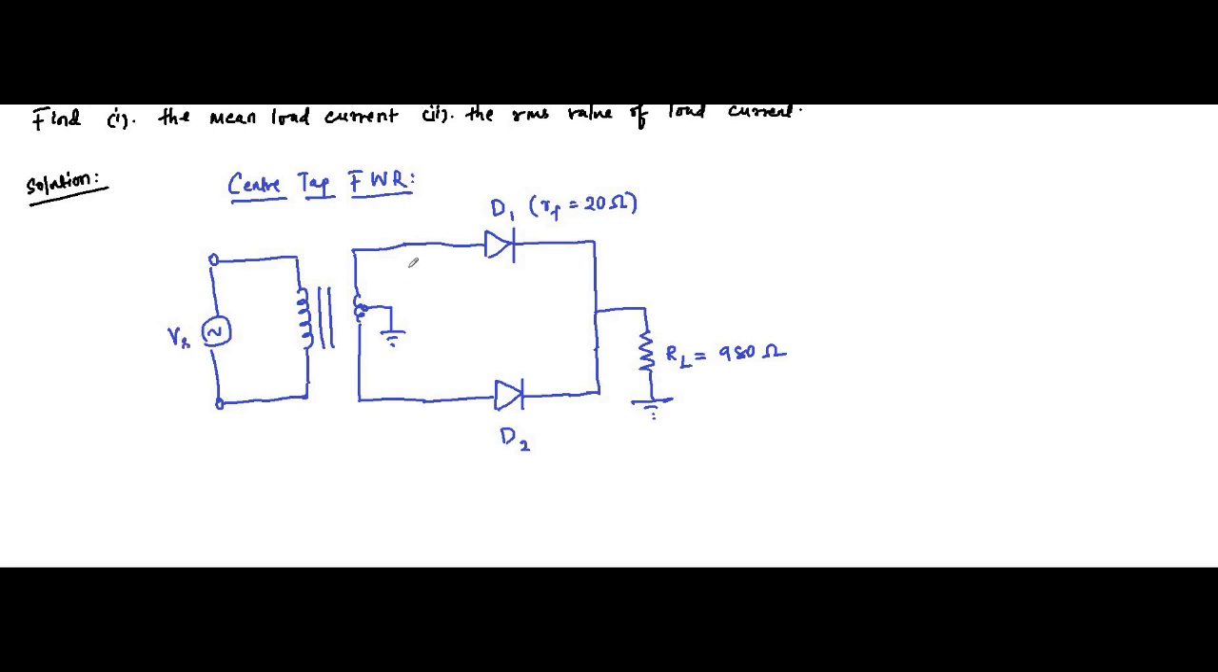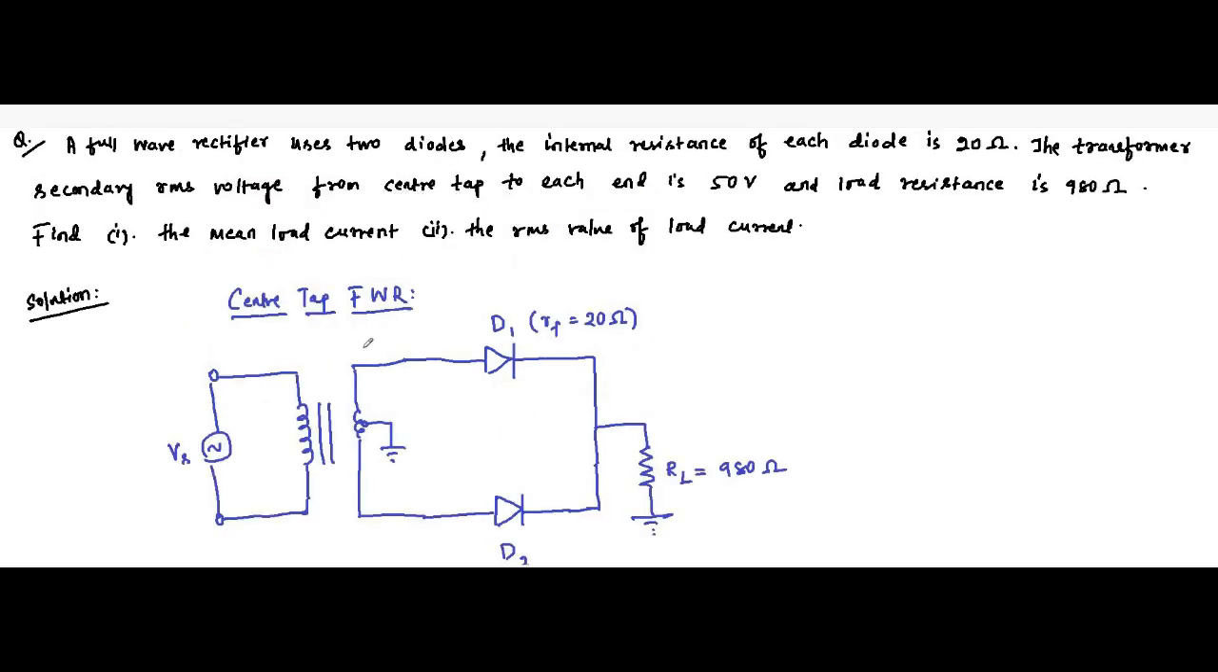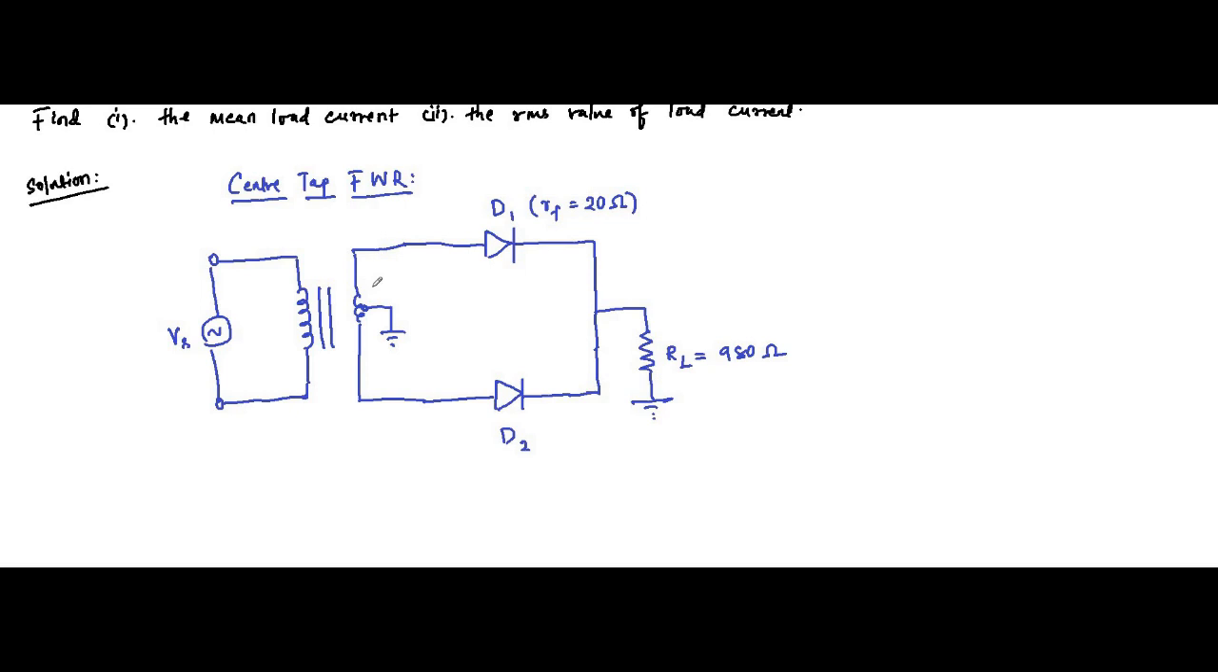What is given is that the RMS value of the voltage from center tap to each end is 50 volt. This RMS voltage is 50 volt, and here also it is 50 volt. This is given, the center tap point is given, and no other information has been given. No turns ratio has been given, no supply voltage value has been given. So from that only we will determine all the values.